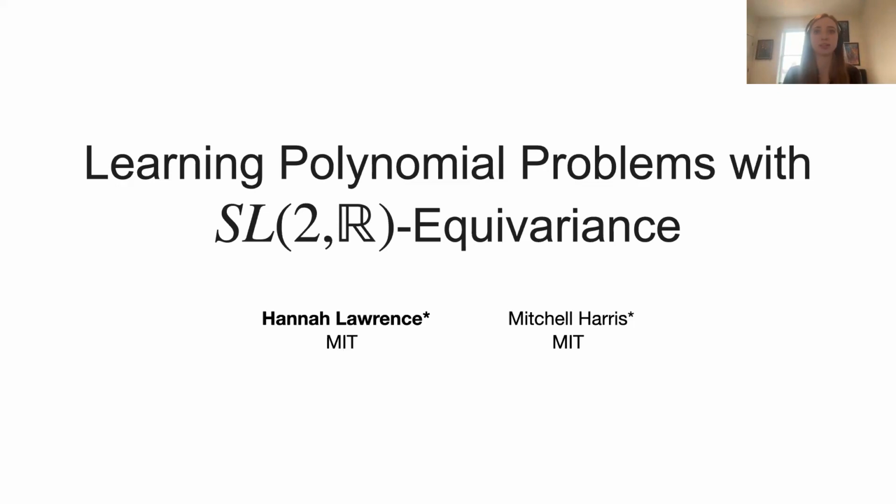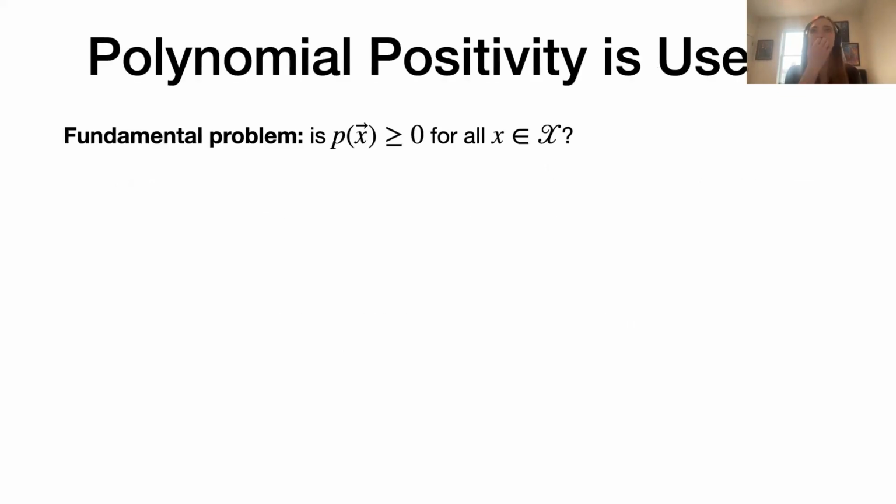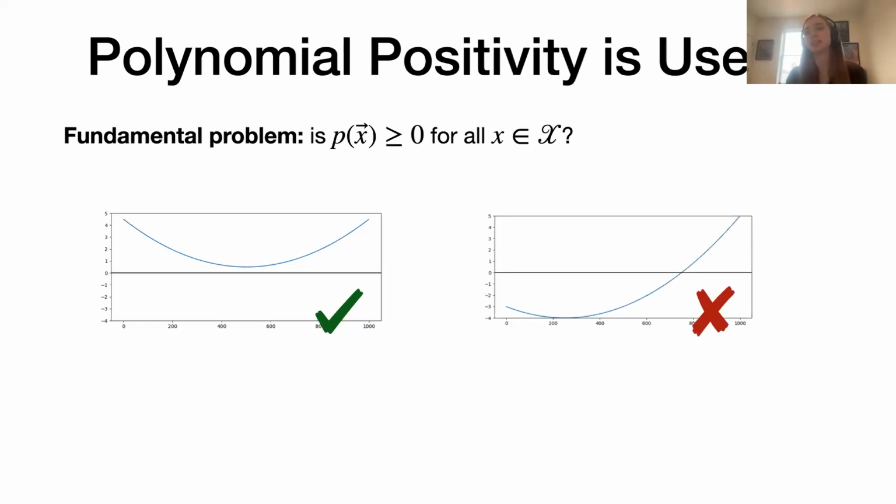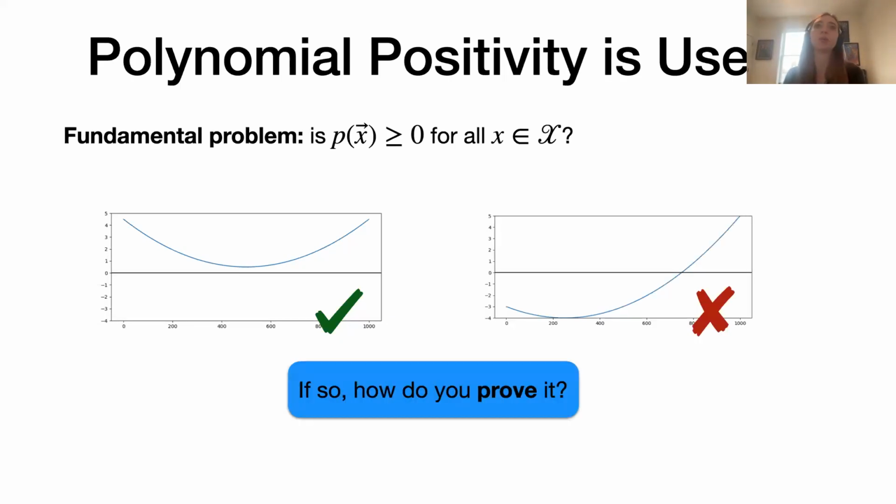So let's get started. The fundamental problem that will be the subject of the talk is polynomial positivity. So very simply, if I give you a polynomial, is it positive for all x in the domain? For example, this polynomial is a yes, that is positive. It does not cross below the x-axis in this one-dimensional case. This polynomial is not positive. That is the question. And in particular, we want to be able to prove that a polynomial is positive.